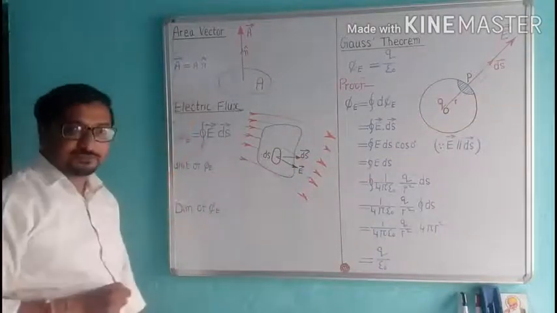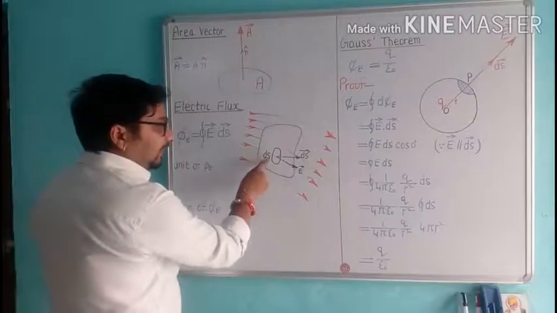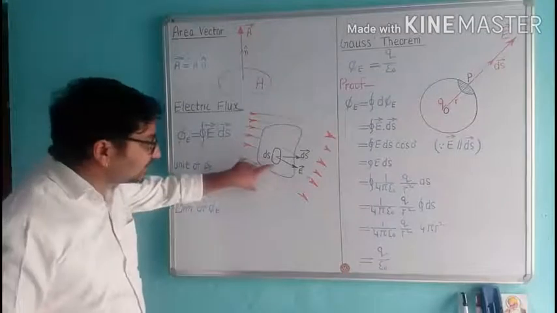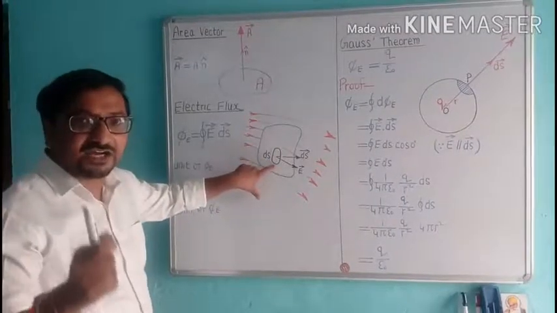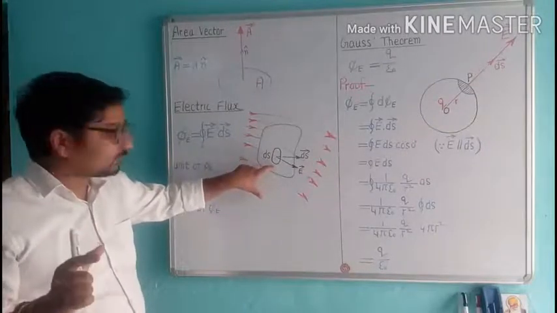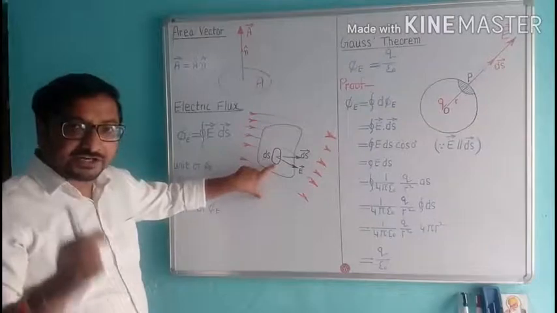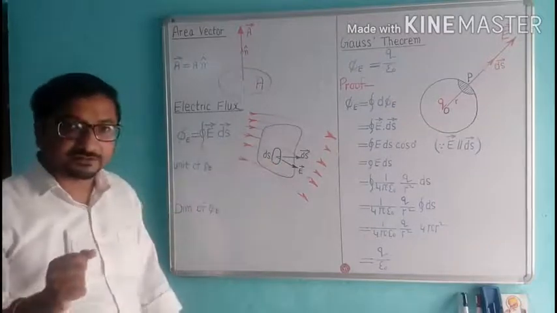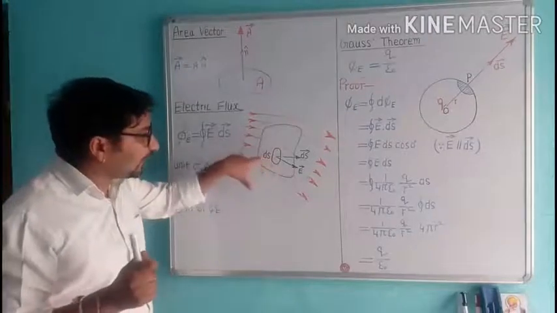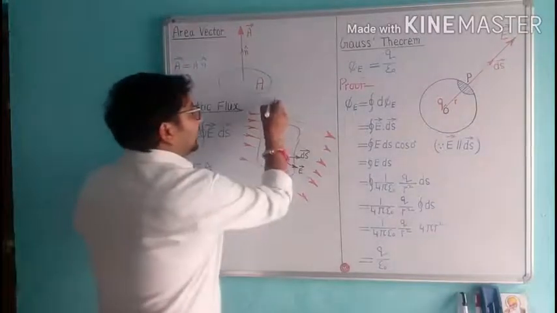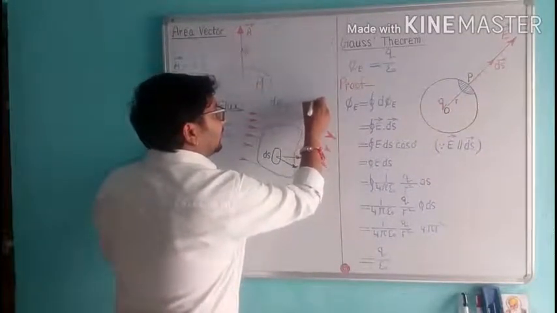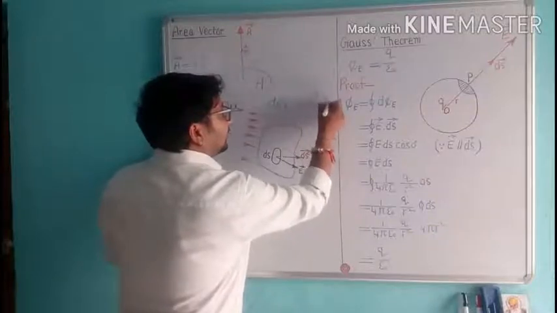As we discussed before, this area element can be represented by an area vector, that is ds vector. Now, since this is a small area element, we can treat it as a planar surface, and we can consider a uniform electric field inside this. Then the small electric flux passing through this small area element will be d phi e, that is E dot ds vector.